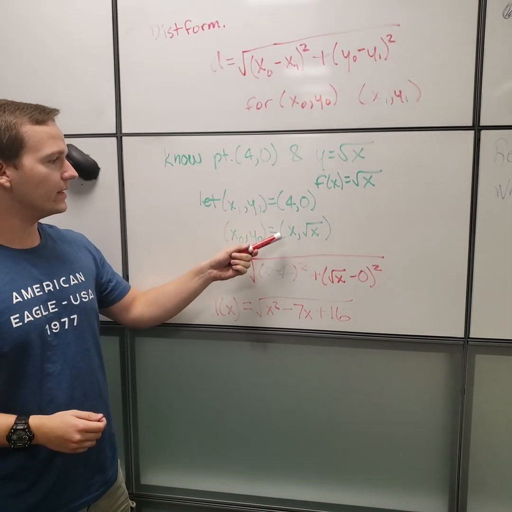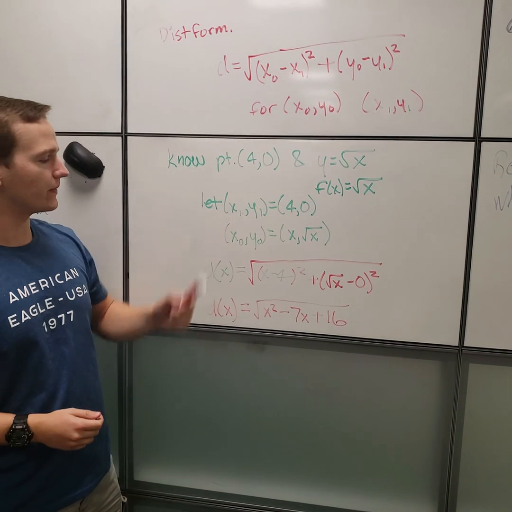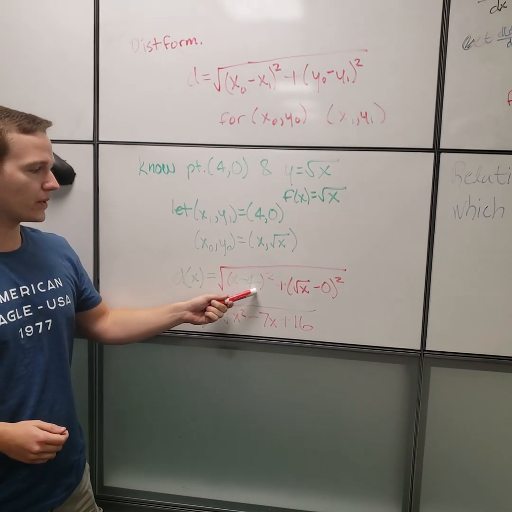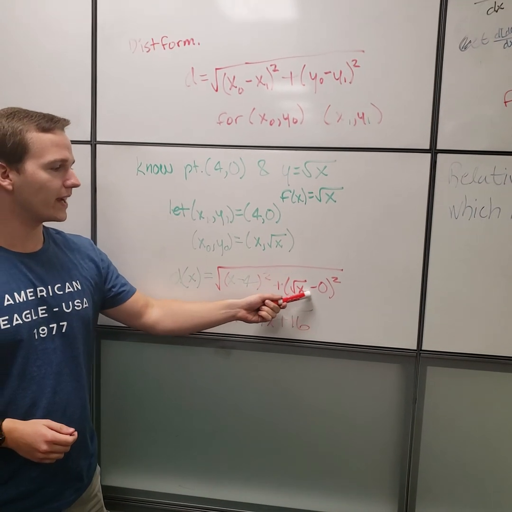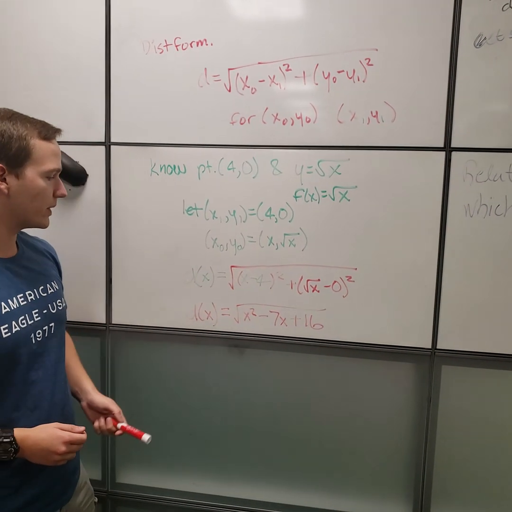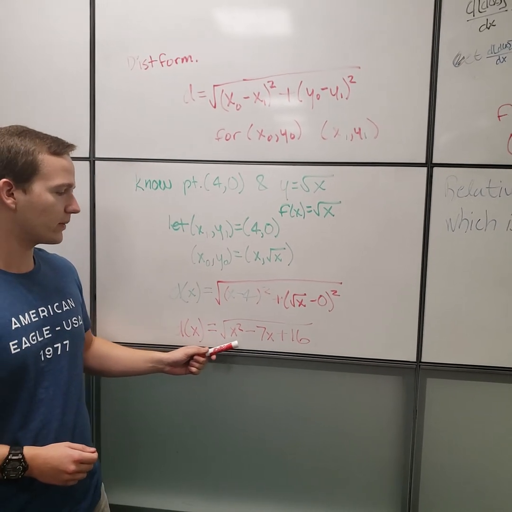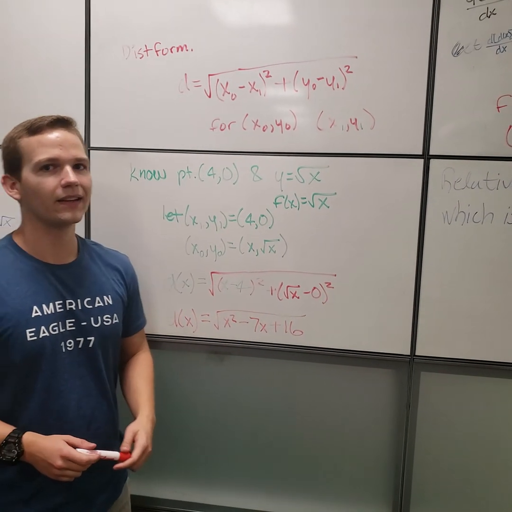If we take these 2 points and plug them into our distance formula, we're going to get this equation: the square root of (x minus 4) squared plus (square root of x minus 0) squared. And when we simplify that, we get our d of x equals the square root of x squared minus 7x plus 16.